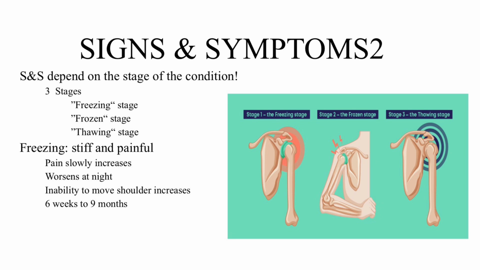For the signs and symptoms, they all depend on the stage of the condition. So there are 3 stages. You have the freezing stage, the frozen stage, and the thawing stage. The freezing stage is when it first starts and it's stiff and painful. The pain slowly increases in this stage, and it worsens at nighttime. The inability to move the shoulder also increases, so it just gets stiffer and stiffer as time goes on. And it lasts approximately 6 weeks to 9 months.